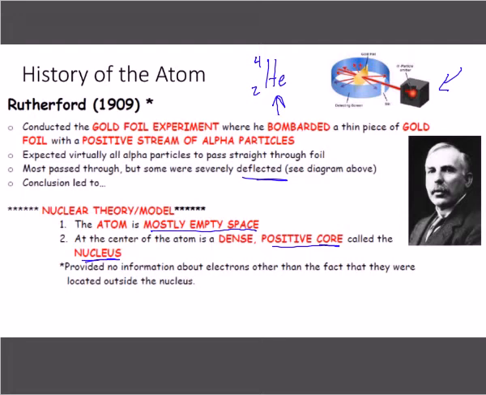He, though, provided no information about the electrons other than they were located outside the nucleus. So he knew that, hey, there's this nucleus there that's positive, and those electrons that Thomson figured out are still there. We haven't figured out anything with that yet. We good? Can I go on?